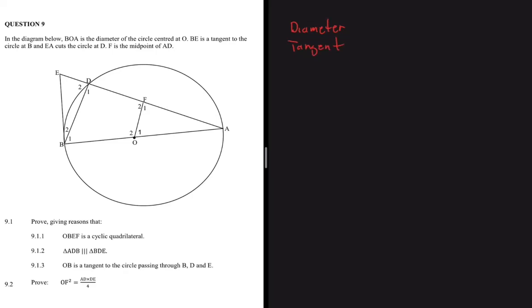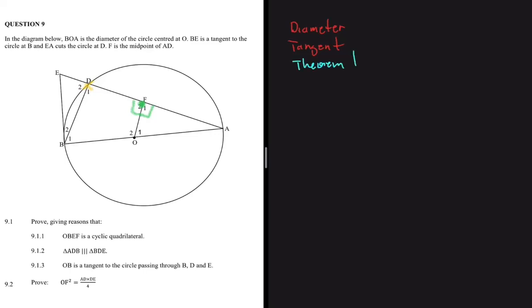Now let's go on and see what else we have. We are told that EA cuts the circle at D, right? And then F is the midpoint of AD. So let me show you what we're talking about. So EA cuts the circle at D, and then F here is the midpoint of AD. If F is the midpoint of AD, then this angle here should be 90 degrees, and this angle should also be 90 degrees because of theorem 1. So let's write that down. We also have theorem 1.